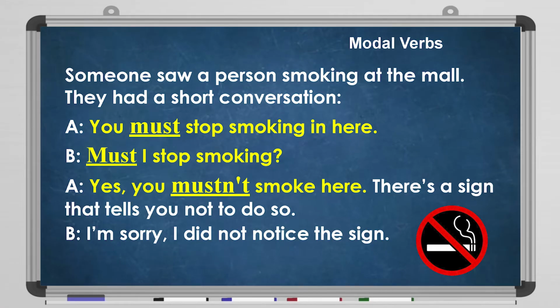Let's take a look at this example. Someone saw a person smoking at the mall. They had a short conversation. "You must stop smoking in here." And then he said, "Must I stop smoking?" And then the other person said, "Yes, you mustn't smoke here. There's a sign that tells you not to do so." And then the other person said, "I'm sorry, I didn't notice the sign."